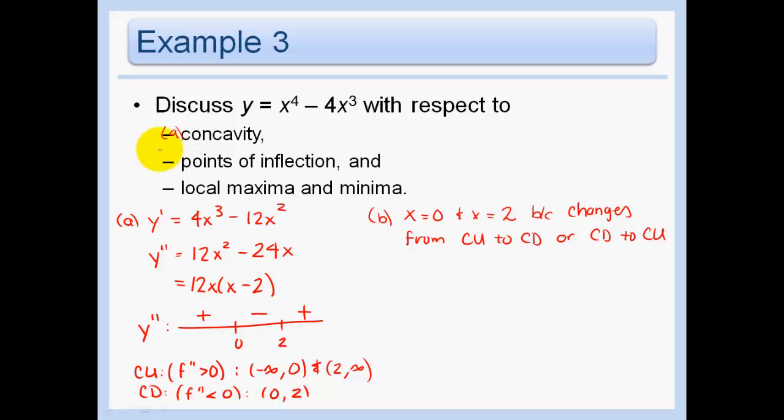If I want to find my actual points, then my point would be 0. I plug in 0 and I get out a 0. 2, I plug in a 2 and I get 2 to the 4th power minus 4 times 2 to the 3rd power, negative 16.